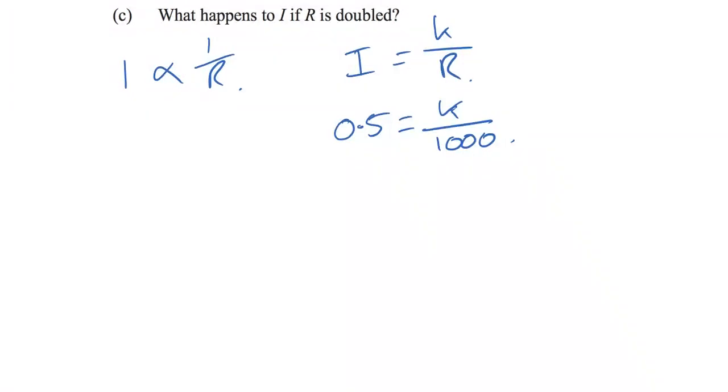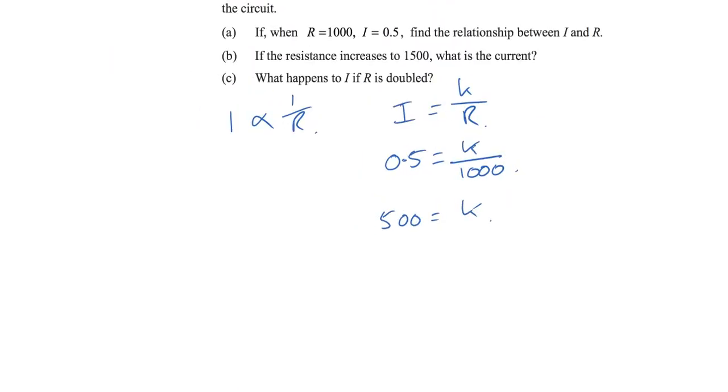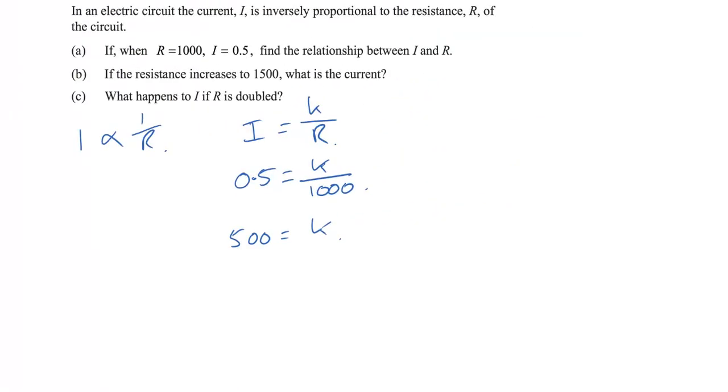So 0.5 times 1,000 is 500. So K is going to be 500 in order to make that work. And this leaves us with the proportionality equation I equals 500 over R.